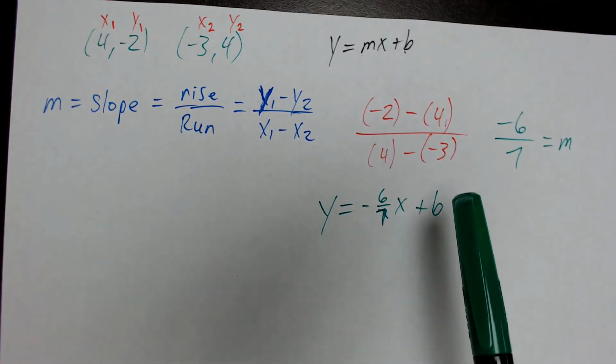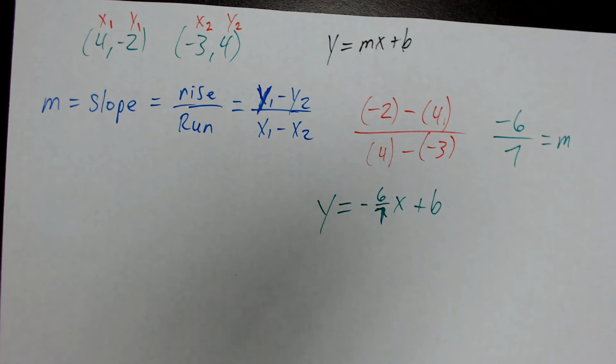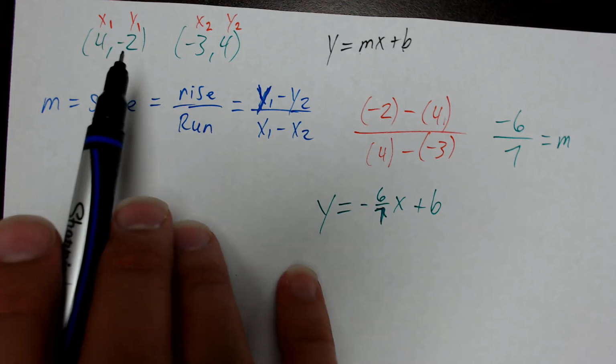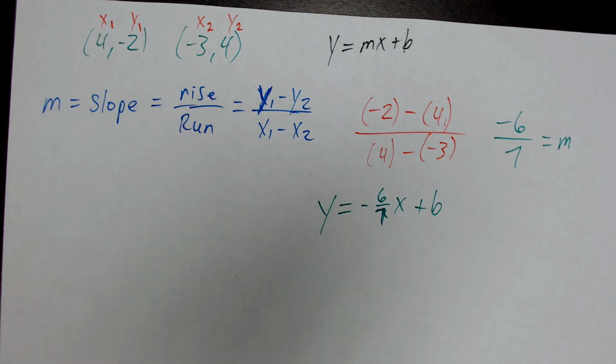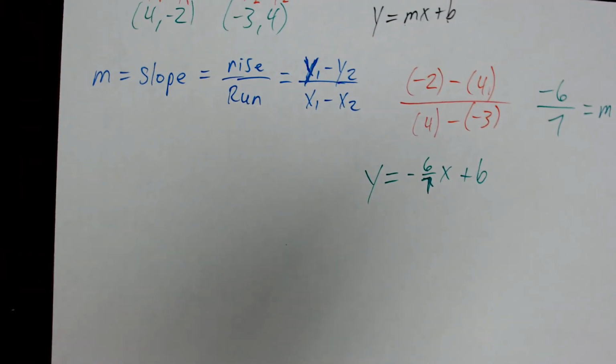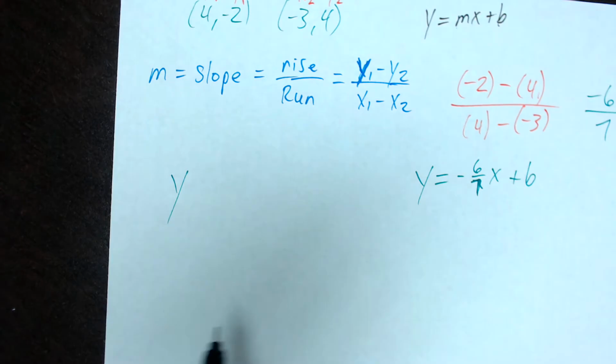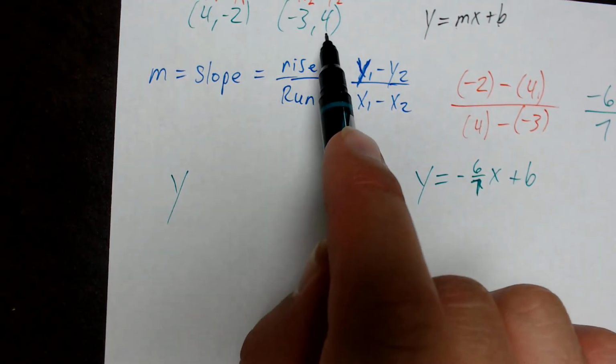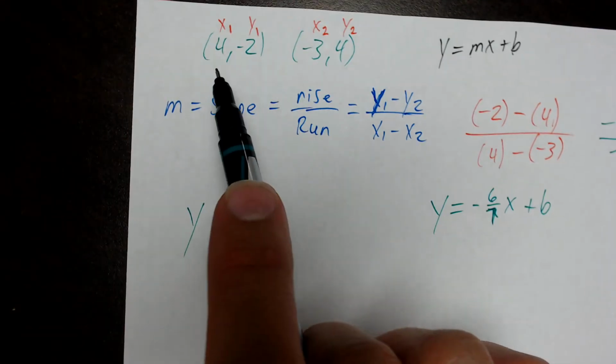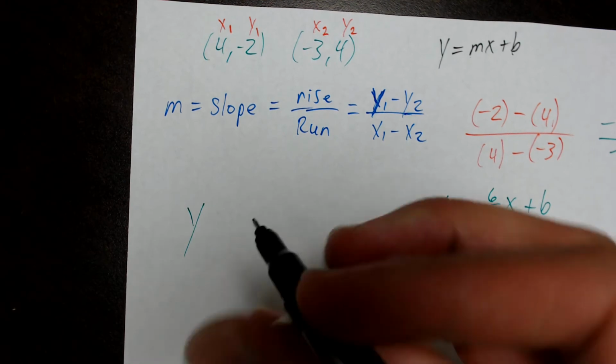The last thing I'm missing is the b. I have to find out what the y-intercept is. Again, we're not going to use any graphs to do this. What we'll do is take one of these values, plug it in, and solve for b. And I'm actually going to do this twice, because it doesn't matter which pair of x's and y's we use. We just have to use one pair, and then we'll get the answer for b.